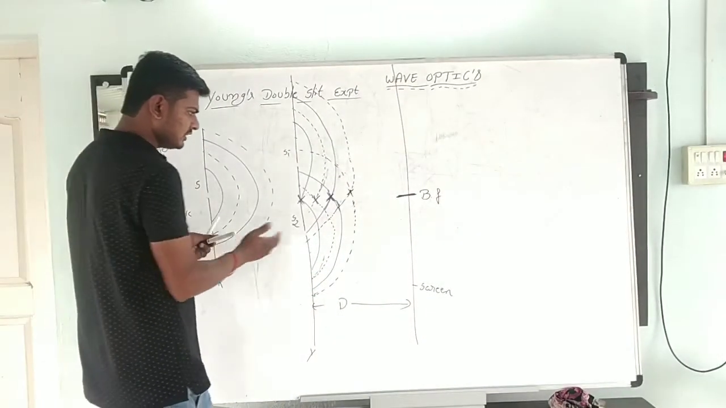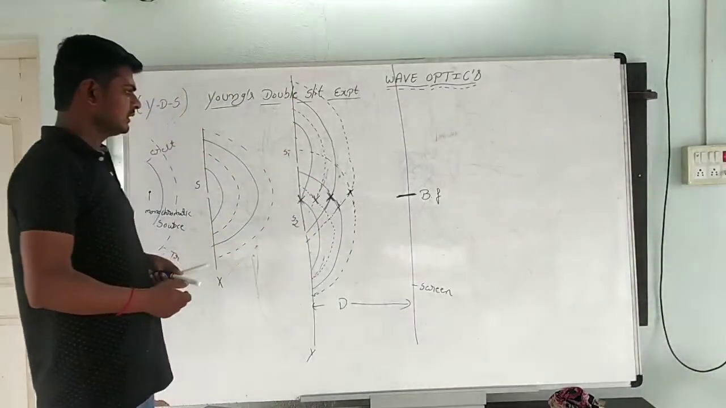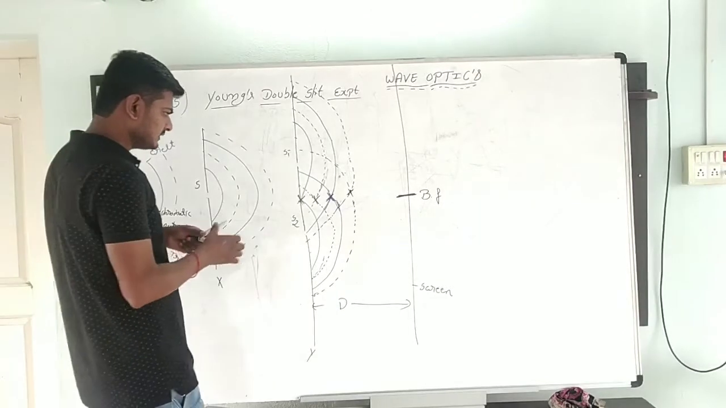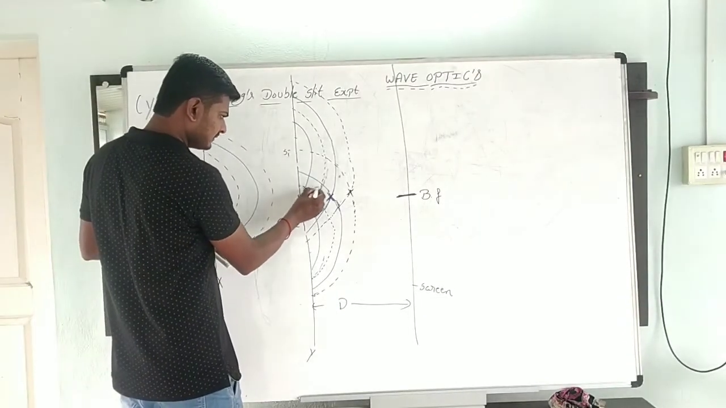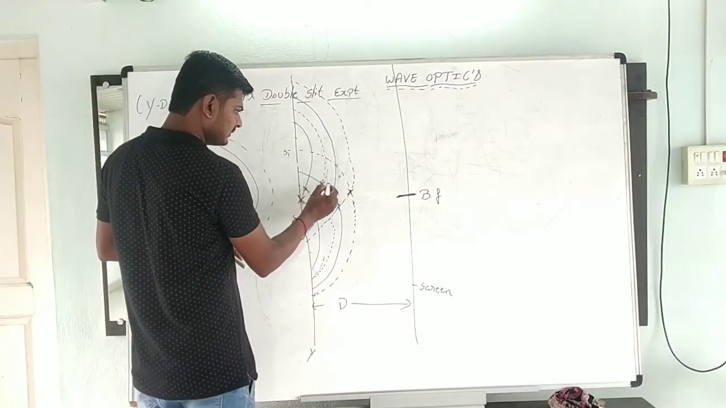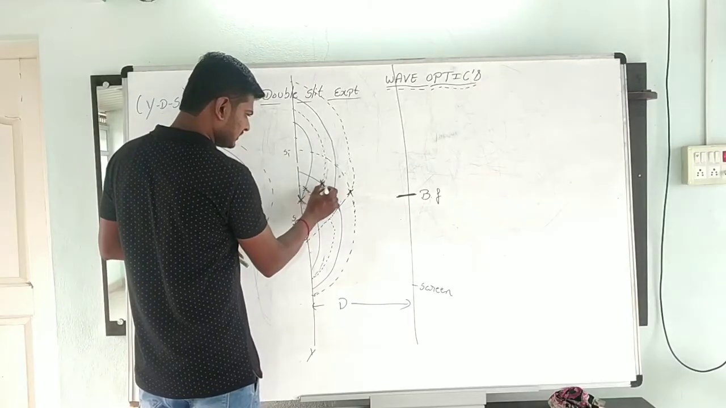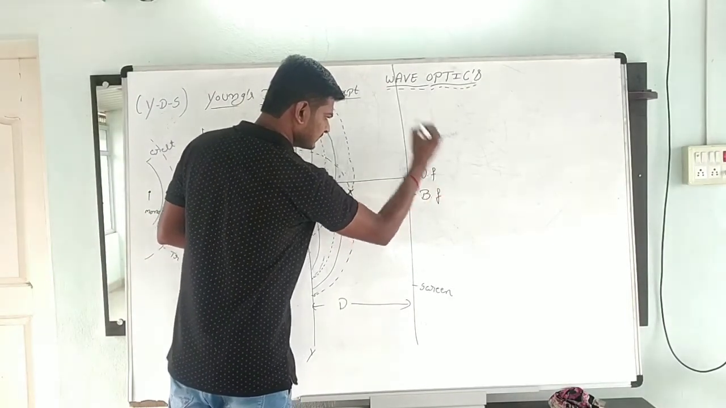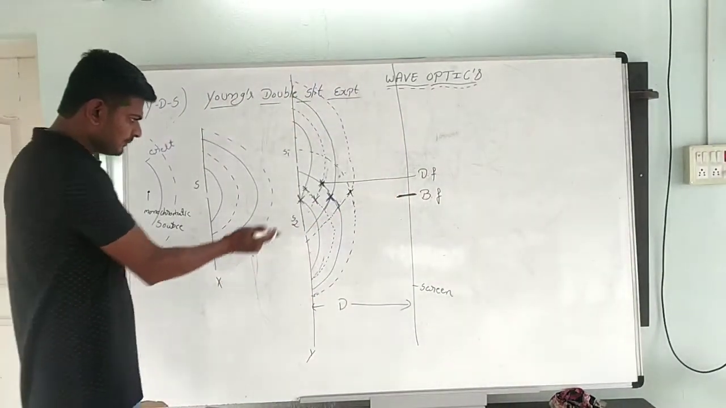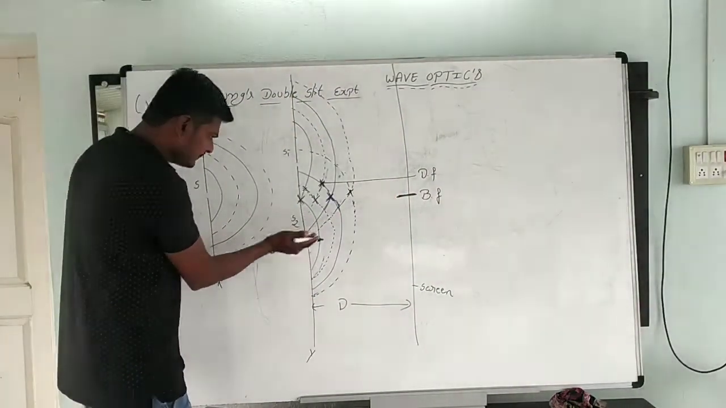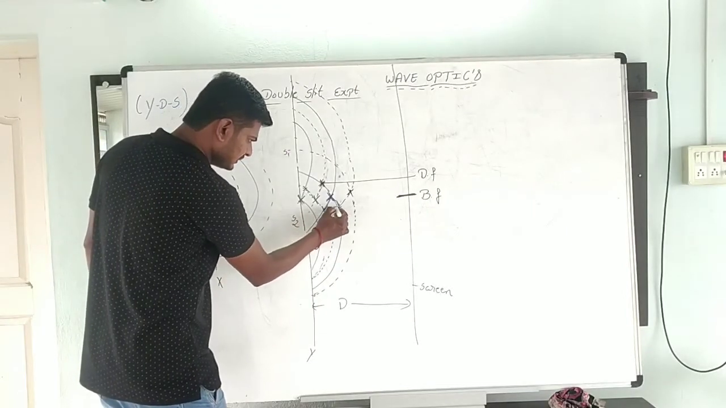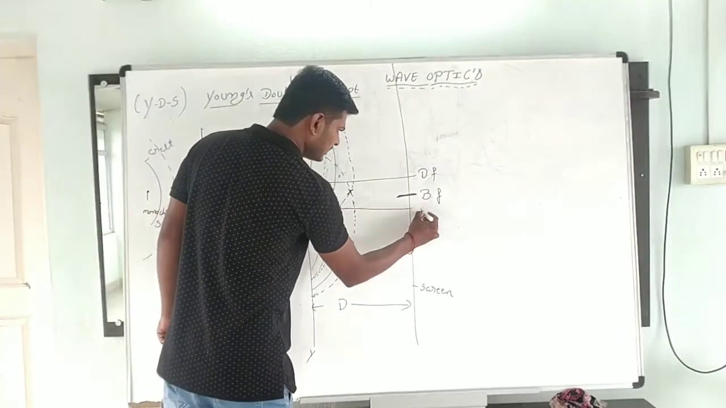When we move above or below the center, what will happen? See here, crest and trough. Here we will get the dark fringe. When you come below also, crest and trough, again we will get the dark fringe.